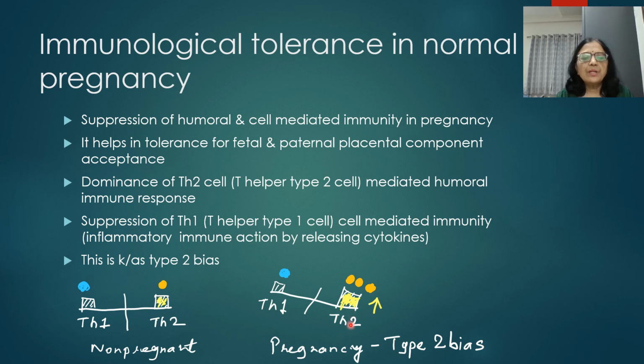But what is happening in pregnancy is that Th2 activity is more and Th1 is getting suppressed, and that is why there is a type 2 bias. It is typically called type 2 immunological bias during pregnancy. What is type 2 bias? Th1 cell mediated immunity is suppressed, whereas humoral immunity is dominant during normal pregnancy. It leads to immunological tolerance.